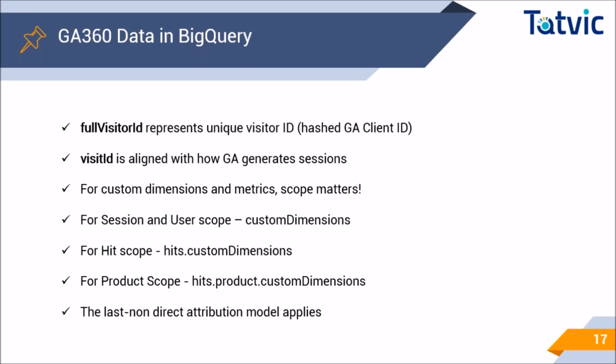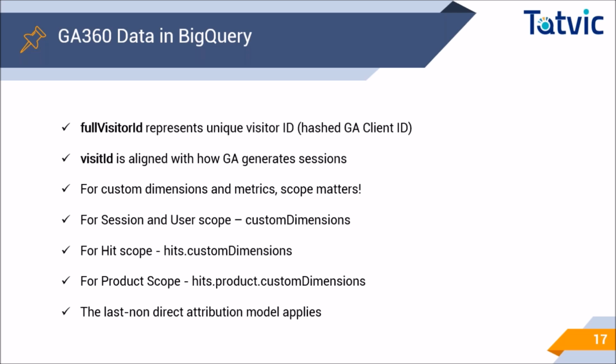One key thing to note here is that whenever you are querying a certain data set from BigQuery, make sure that you have checked your Google Analytics account and verified that this particular dimension, let's say dimension number 8, is a dimension of hit scope, or product scope, or session or user level scope. Likewise, whatever the scope, you can select the similar field from the BigQuery schema.